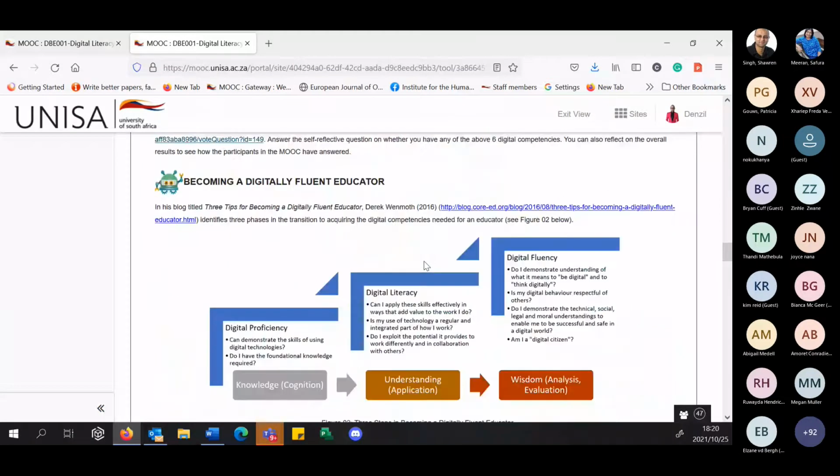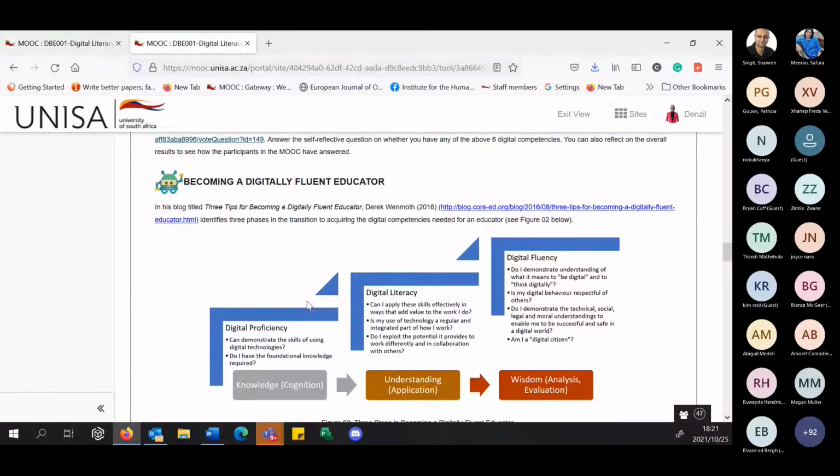Now, what does it mean to become a digitally fluent educator? Remember, I spoke about contextualization, right? And a digitally fluent educator. Now, as I said, digital literacy is broad, but what does it mean for you as an educator? And here, Derek Wenmott uses what he calls the 3 stages to becoming a digitally fluent educator.